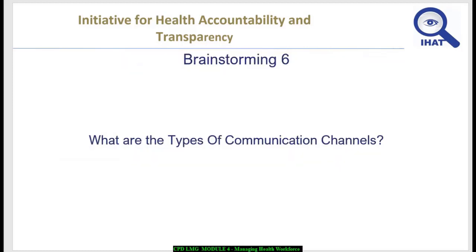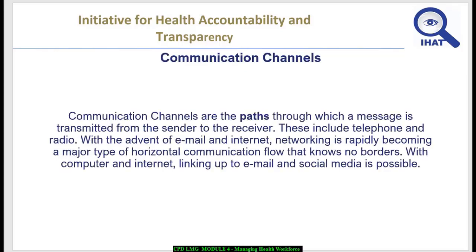We have looked at communication flow. Let us now look at the communication channels. Is there a difference between communication flow and communication channels? Communication channels are the paths through which a message is transmitted from the sender to a receiver.